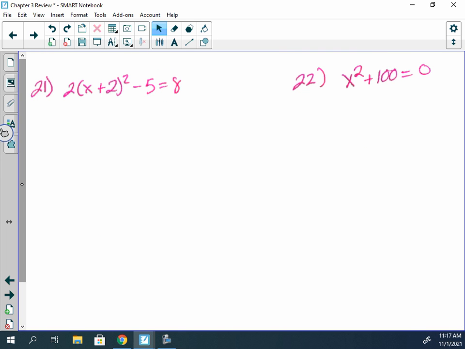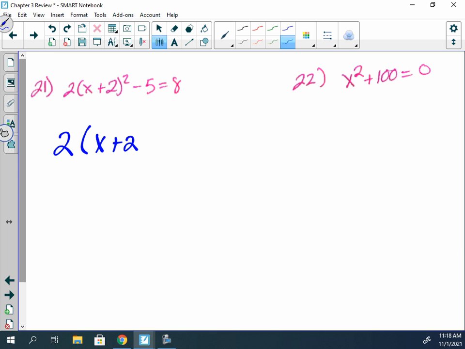Questions on 21 or 22? 21, yes. Now, since again it's still solving by any method, we could subtract the 8 over and plug it into the graphing calculator to see, can we graph it to find the solution.